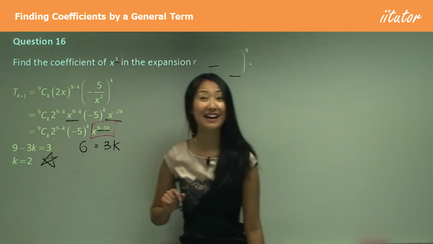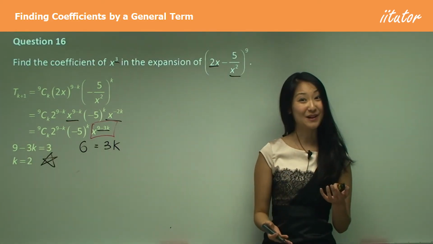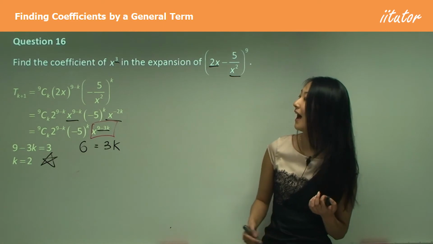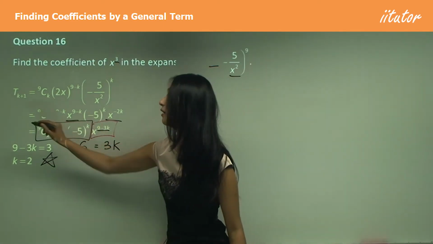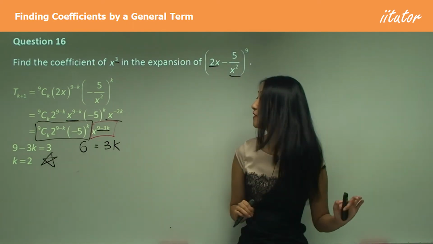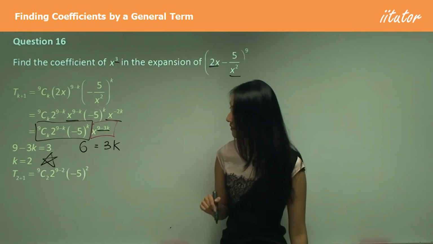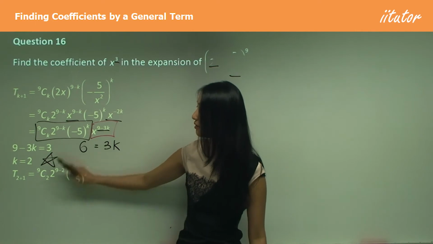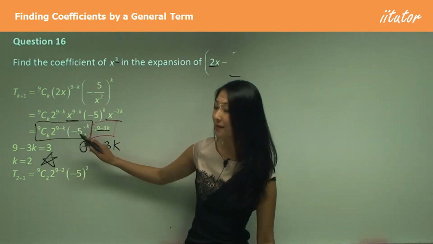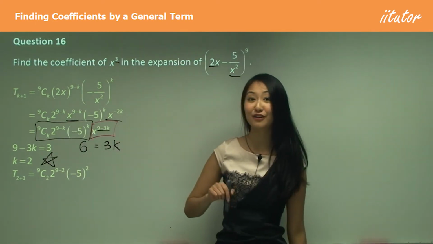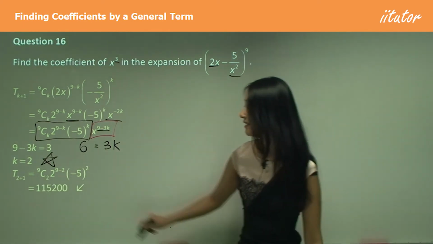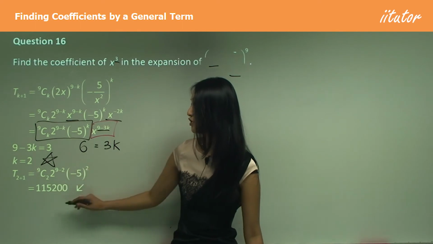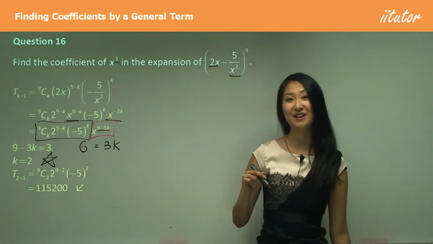We've worked out what k equals, and now all we need to do to work out the coefficient, that's right, is just substitute it back into this portion. Yeah, because we're just looking for the coefficient. So substitute it in. We have 9c2, then 2 to the power of 9 minus 2, negative 5 to the power of 2, pop into your calculator, and you should get 115,200 as your coefficient, okay?